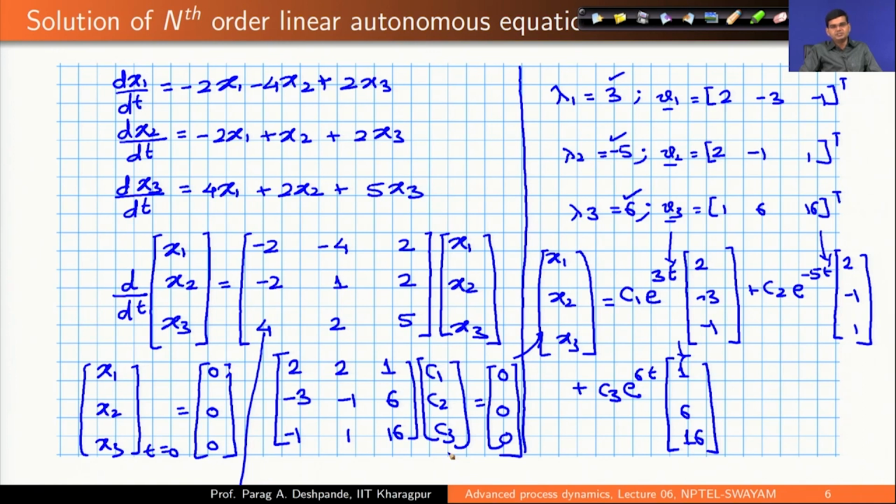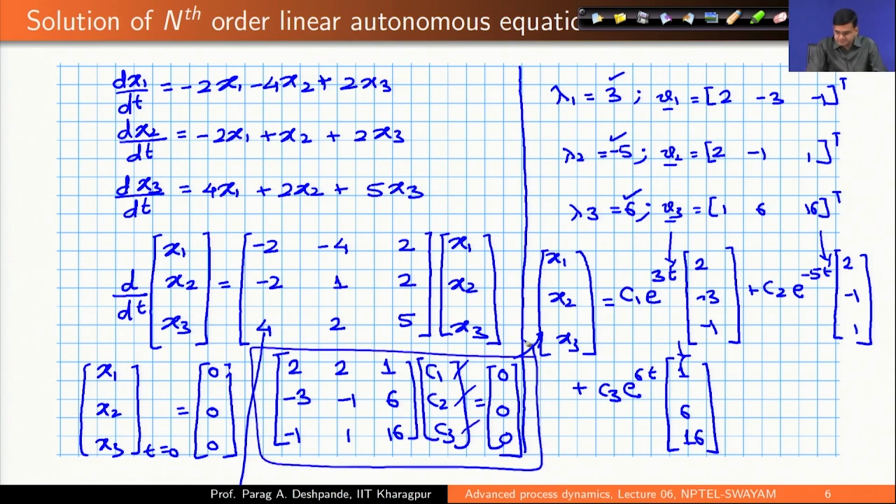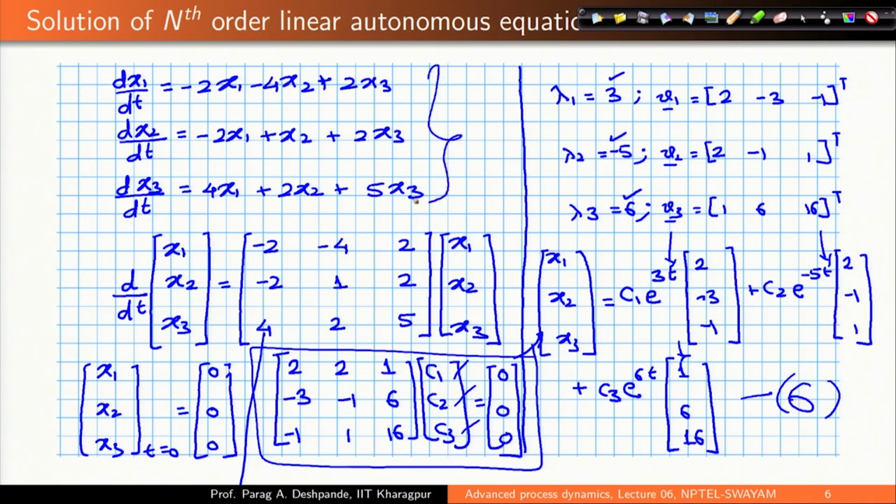You can do it by changing it into an upper triangular matrix using Gaussian elimination and then you can determine the values of C1, C2 and C3. I leave this as an exercise for you to determine the values of C1, C2 and C3 from this matrix equation, and then substitute that in this equation number 6 to get the solution for dx1/dt = -2x1 - 4x2 + 2x3 and so on, which is given here.